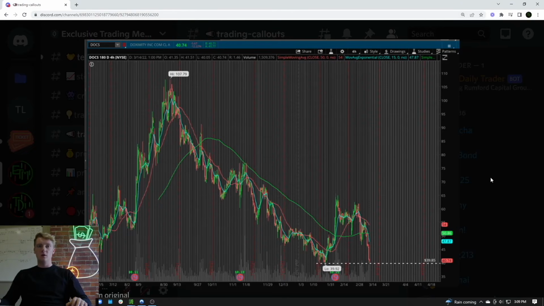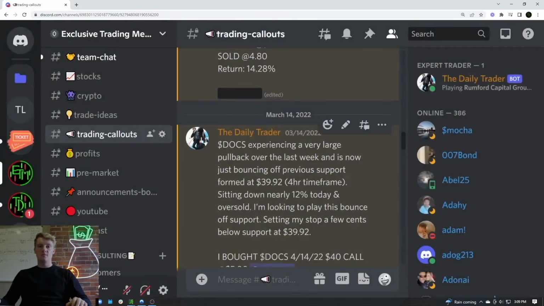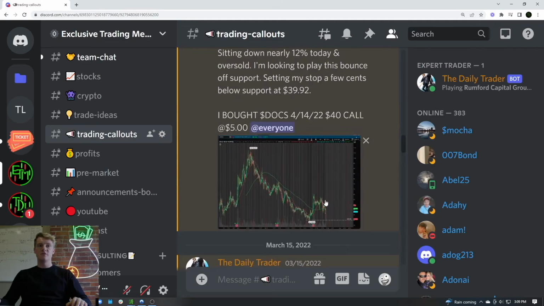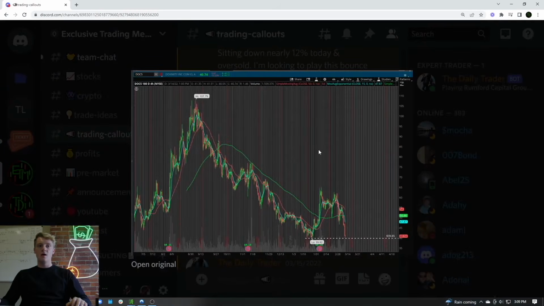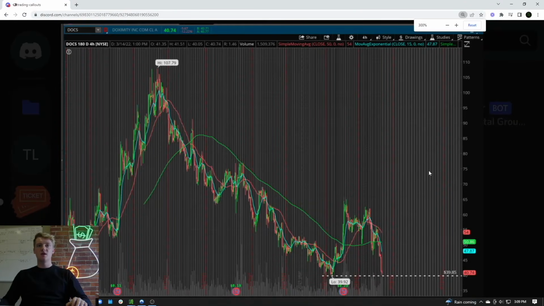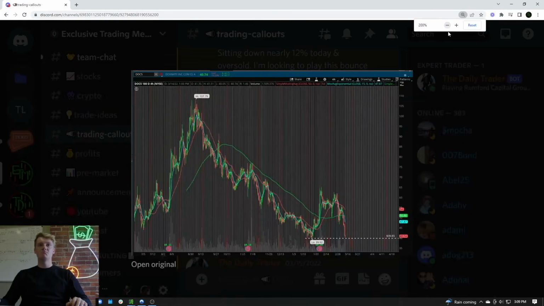So what I did was, well, I entered. All right, I bought some calls. As you can see, I bought the DOCS $40 call, and I was looking to play a bounce off this support. Okay, I set my stop a few cents below support. Now I entered. This could be an early entry. Like I said, I don't sweat the entry. I set my stops, and if we broke below that level, then I'd get stopped out, and that's all right. Keeping my loss to a minimum.